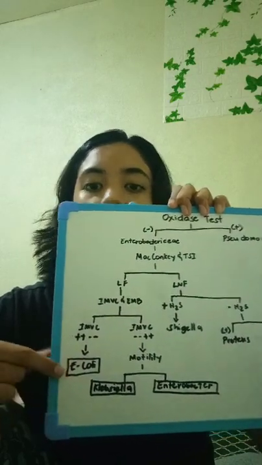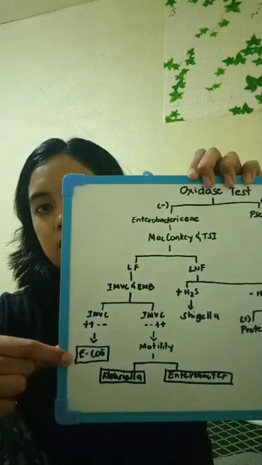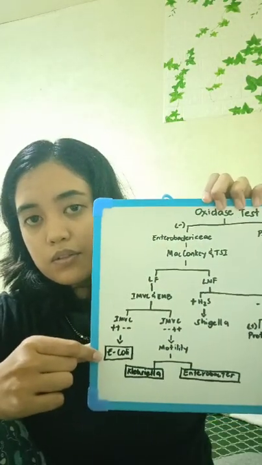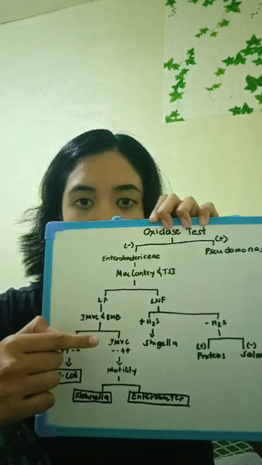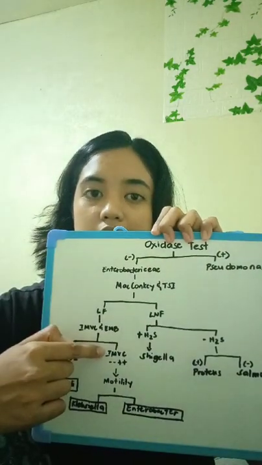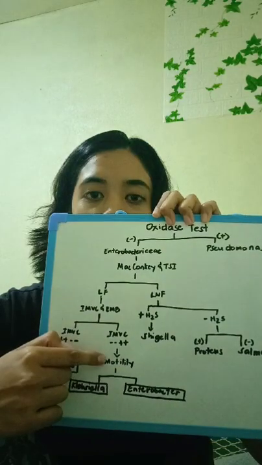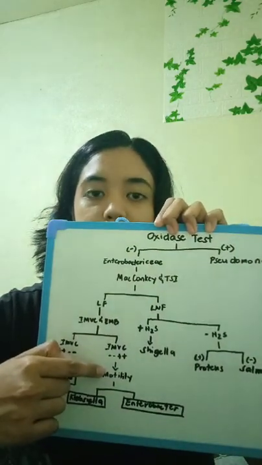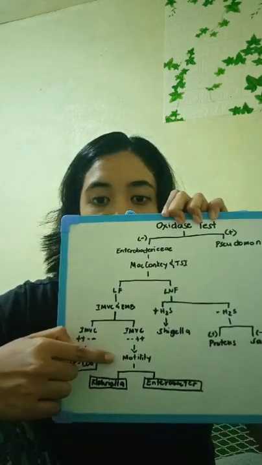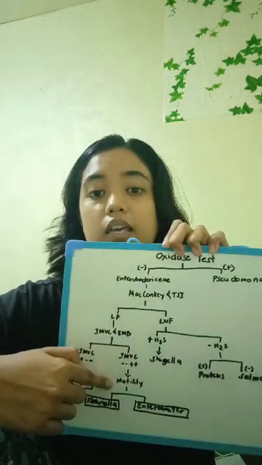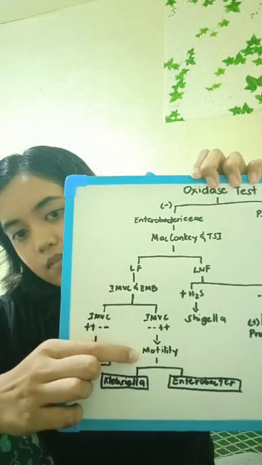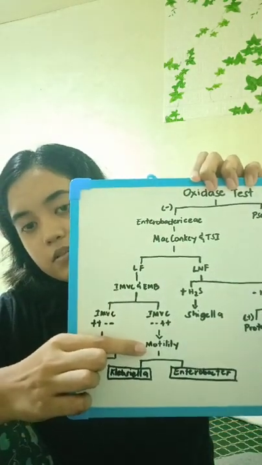E. coli can be found in foods and intestines. On the other side, below the IMViC test is the motility test. This test is used to determine whether an organism is motile or non-motile.